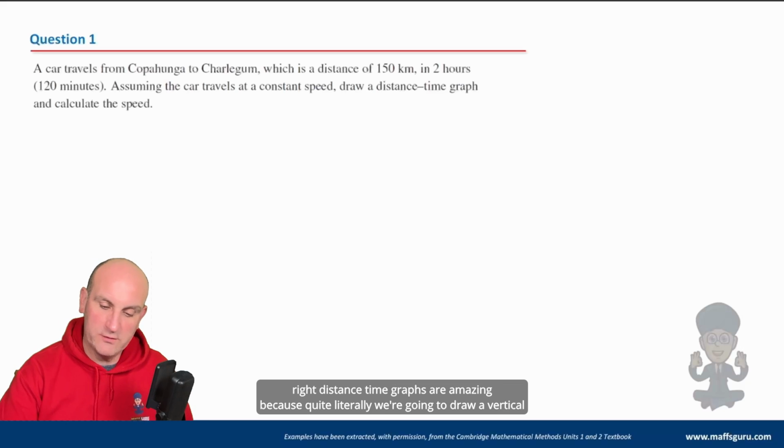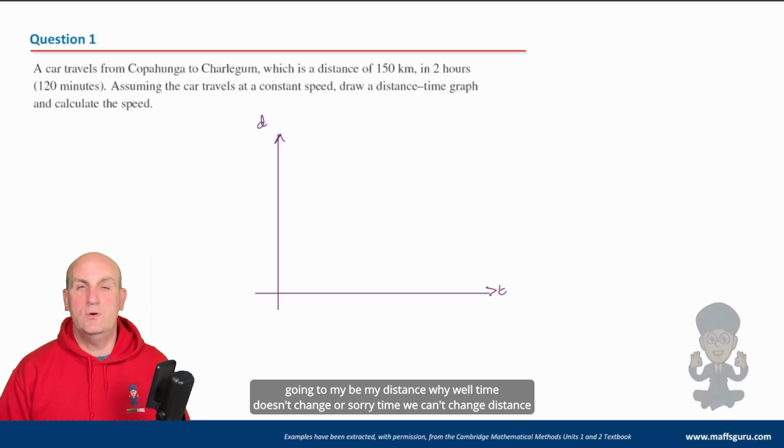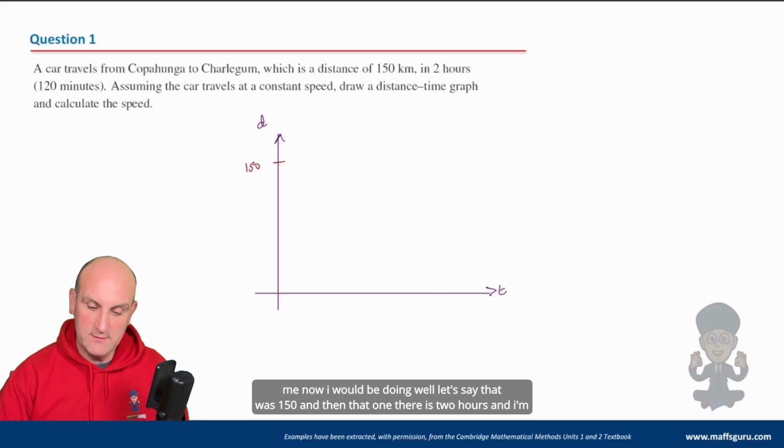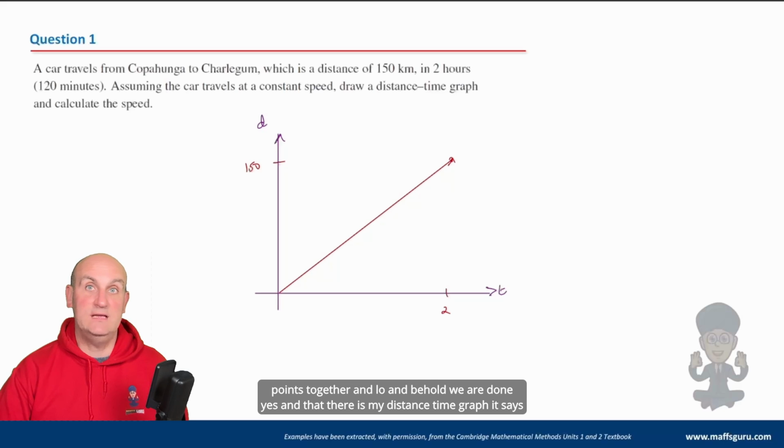All right, distance time graphs are amazing because quite literally we're going to draw a vertical line there and we're going to draw a horizontal line there. That is going to be my t and that is going to be my distance. Why? Well, time we can't change, distance changes as a result. And this question has actually just given you 2 coordinates. So if it were me now, I would be doing, well, let's say that was 150 and then that one there is 2 hours. And I'm going to do a little dot there. And I'm going to connect those 2 points together. And lo and behold, we are done. Yes, and that there is my distance time graph.